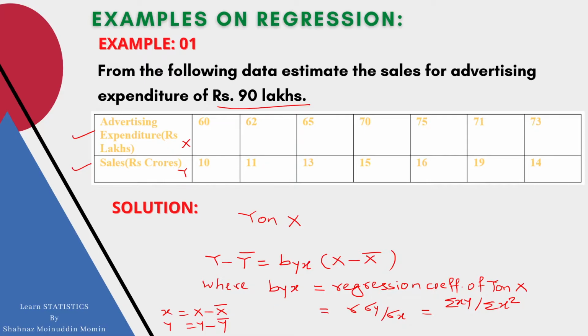Means we have taken the deviation of X from its mean X bar and deviation of Y, that is sales, from its mean Y bar. Now to obtain the regression line of Y on X, we have to calculate the correlation coefficient between X and Y, sigma Y and sigma X. Now we shall first calculate the correlation between advertising expenditure, that is X, and sales, which is denoted by Y. So let us prepare a calculation table.